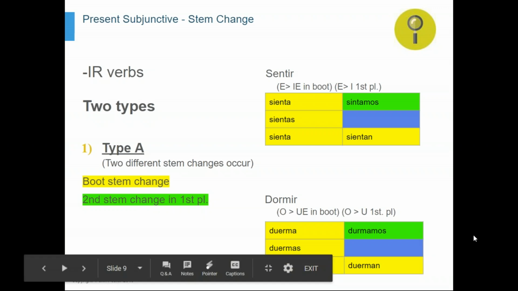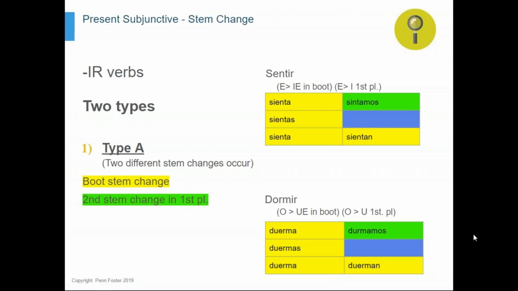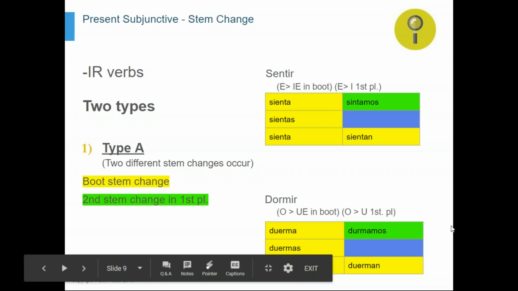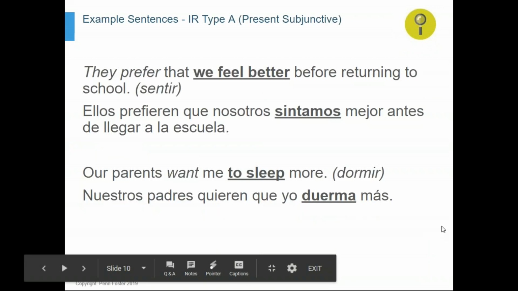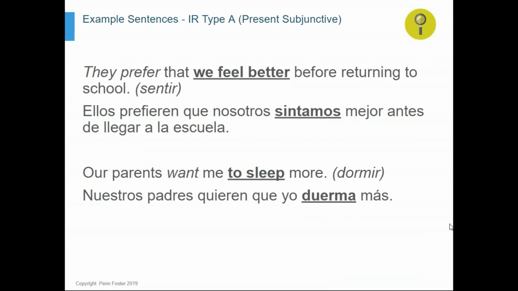Okay, so type A for IR verbs only has two different stem changes, as shown in these diagrams. However, before we get there, here are some examples of the IR type A stem changes. First one using sentir, second one using dormir. Again, there's a lot of uncertainty in these sentences, triggering the use of the underlined subjunctive verbs. If somebody prefers that you do something, that typically hasn't happened yet, and if somebody wants you to do something, both of those verbs, prefers and wants in the present, are good triggers for present subjunctive tense.